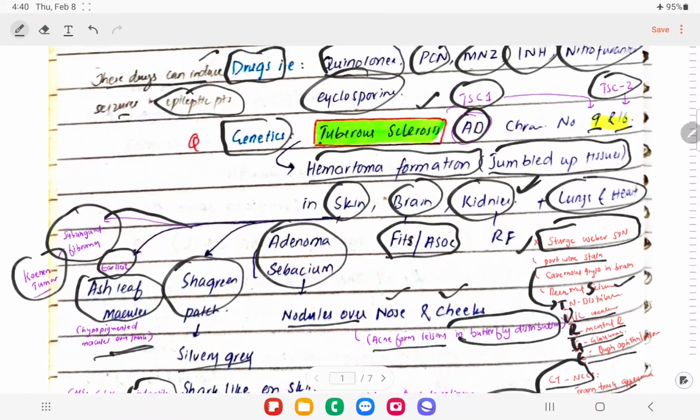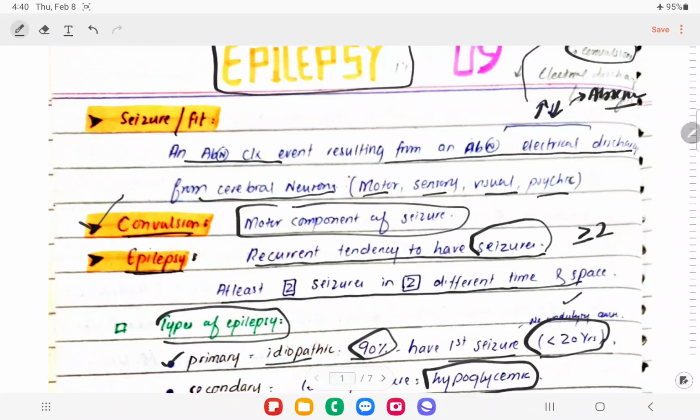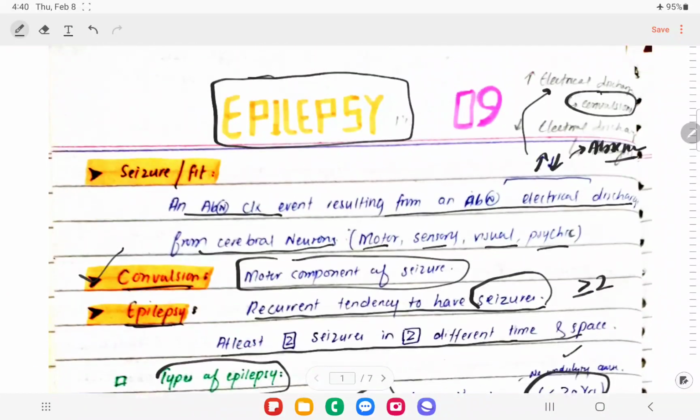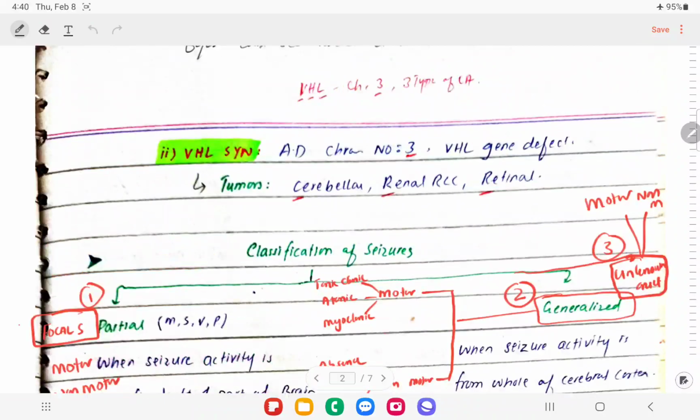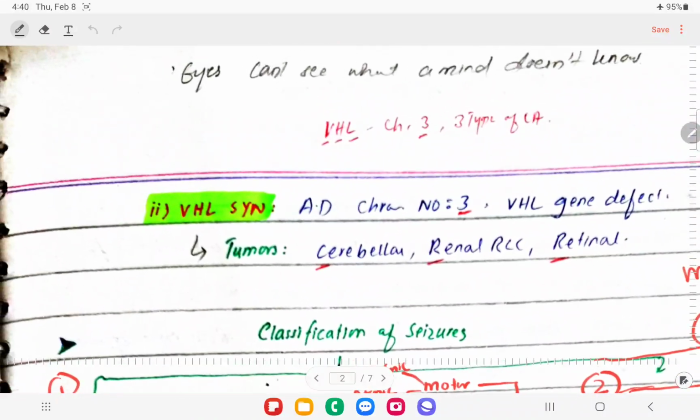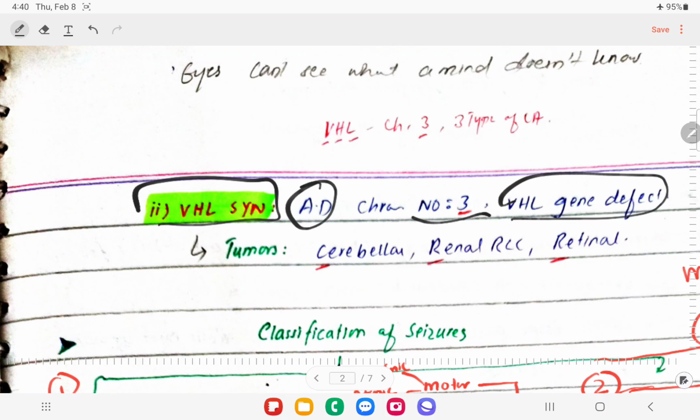So let's move on to the next page, and let's discuss another syndrome that is called VHL, von Hippel-Lindau syndrome. Okay, so VHL. So let's talk about this thing. VHL is basically an autosomal dominant disorder. It is a defect of chromosome number 3, that is the VHL gene defect. So we can see the three tumors: cerebellar tumor, renal cell carcinoma, and retinal tumors in these patients. So basically we have these three.